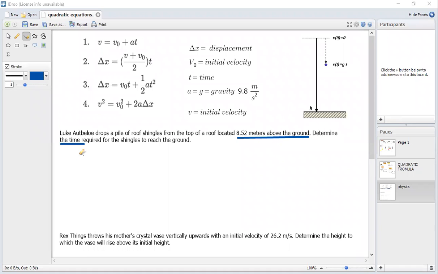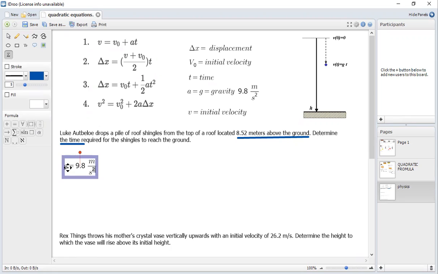Okay, so we need to look for the time, right? So now we are going to list our values that we have. Remember, when you work with free fall, you're always going to use the gravity. So it's our first value. What is the gravity? It's the acceleration when you fall an object. 9.8 meters per second squared.